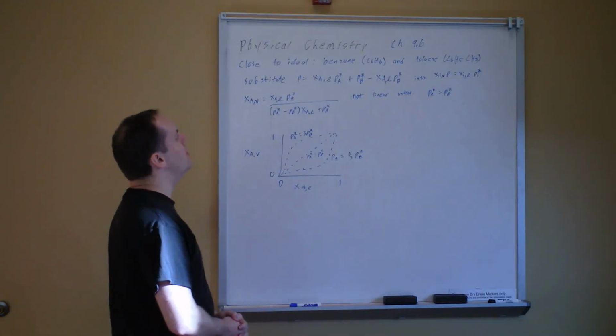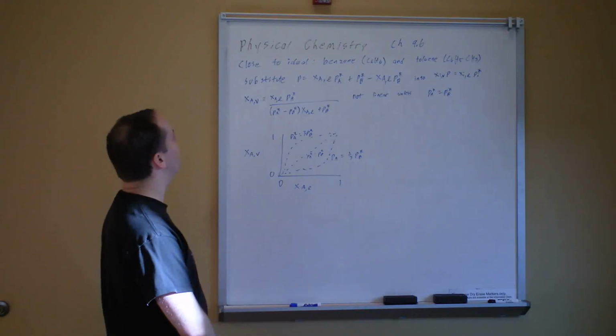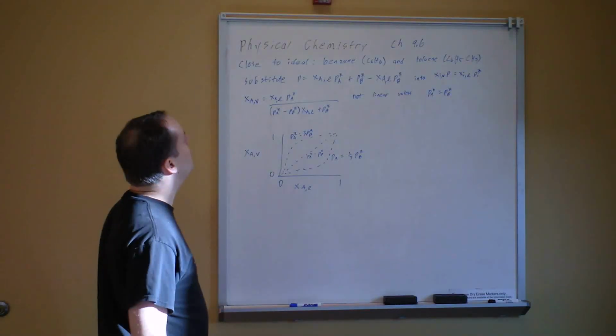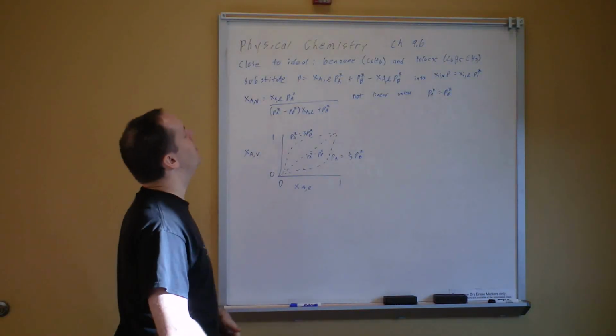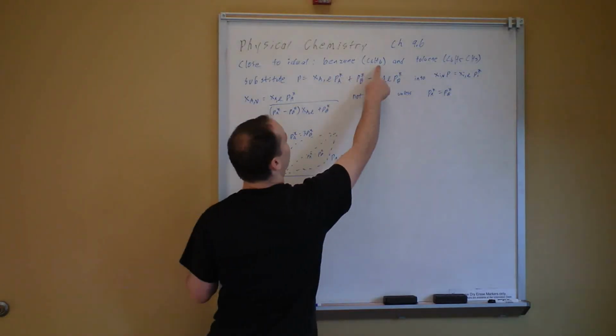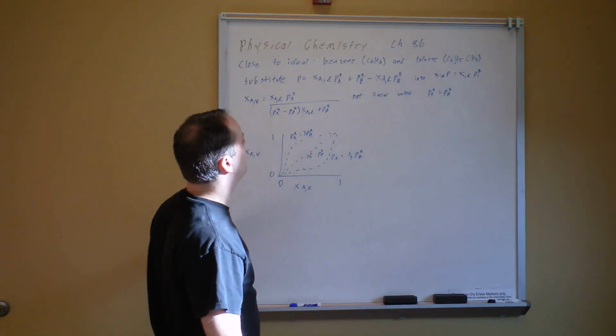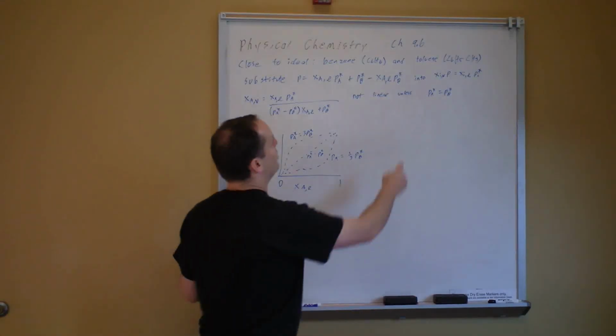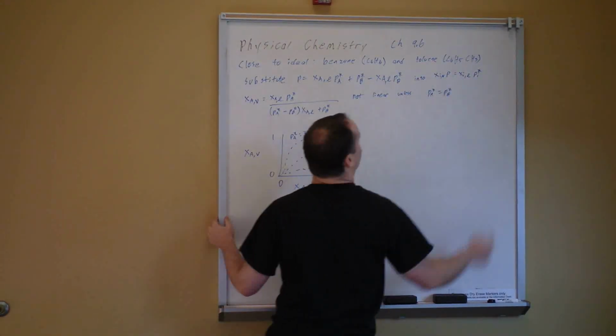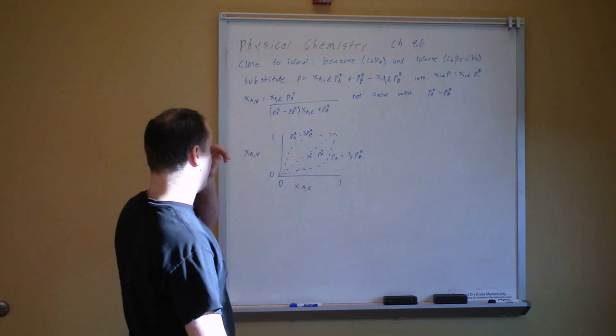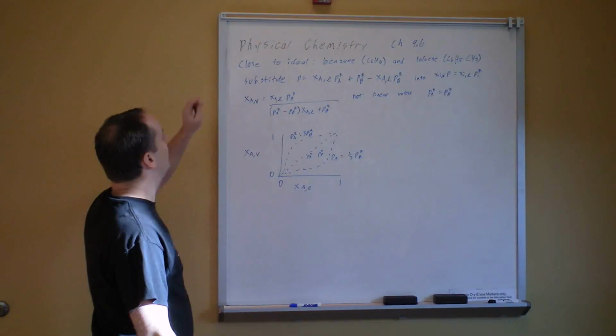Continuing on physical chemistry, chapter 9, this is the end of section 6 now. As an example, a solution that is close to ideal would be benzene, which is C6H6. If you've had organic chemistry, I'm sure you know all about that. And toluene, which is C6H5, and then with a methyl group coming out the side. And again, if you've had organic chemistry, I'm sure you know all about that one too.